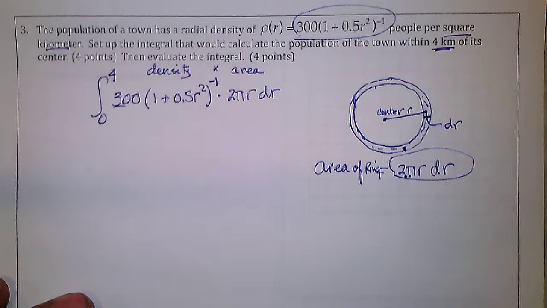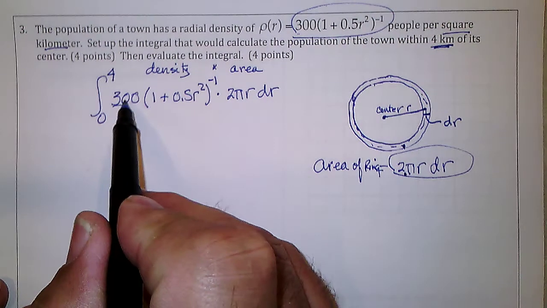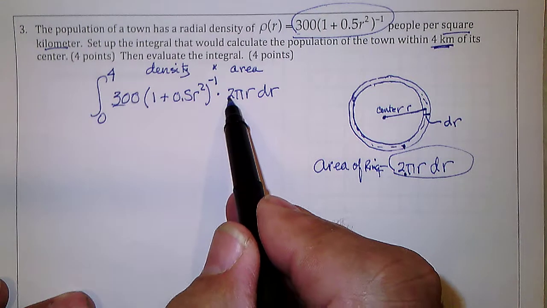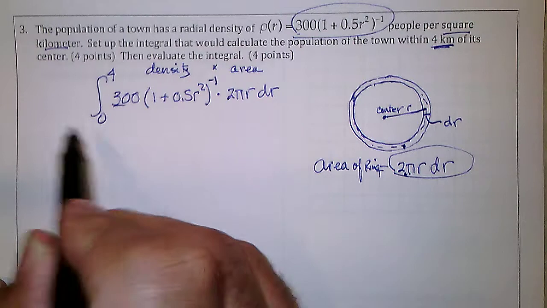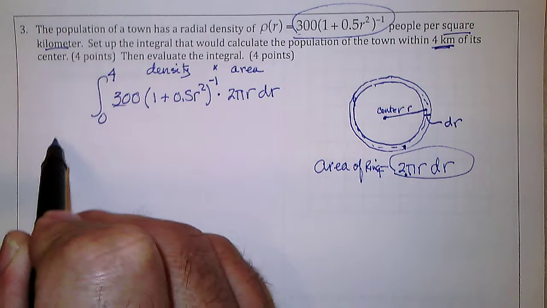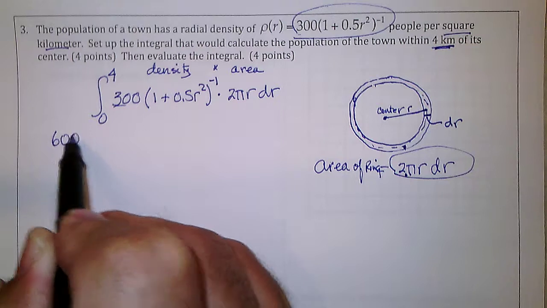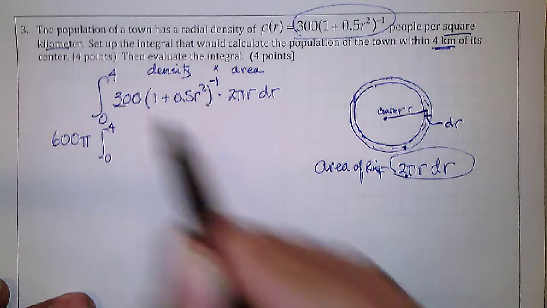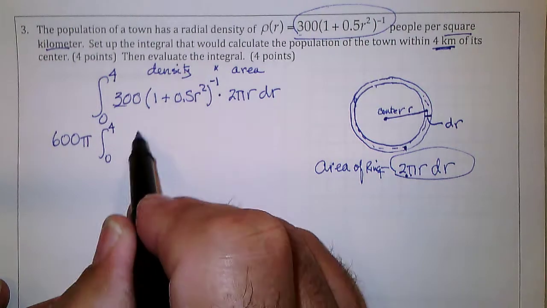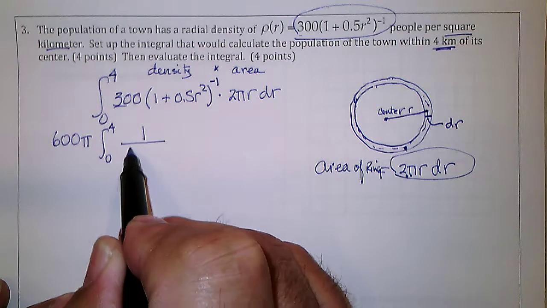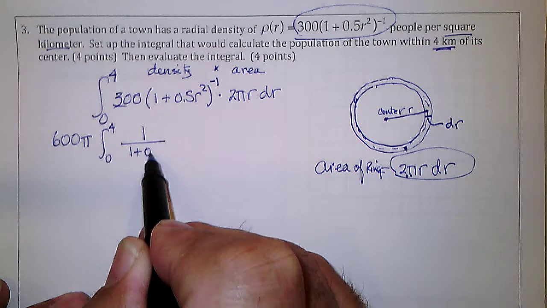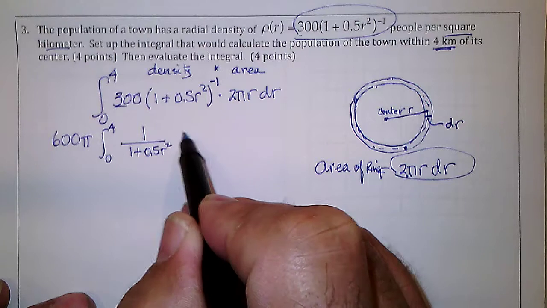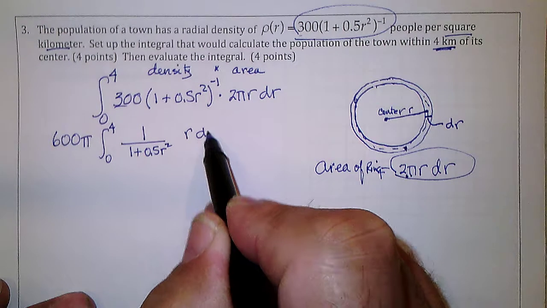So now let's find out that population. The 300 is a constant, so it comes out. So does the 2 and the pi, but not the r. So 2 pi times 300 is 600 pi. And the minus 1 means we have 1 over 1 plus 0.5 r squared, times r dr.